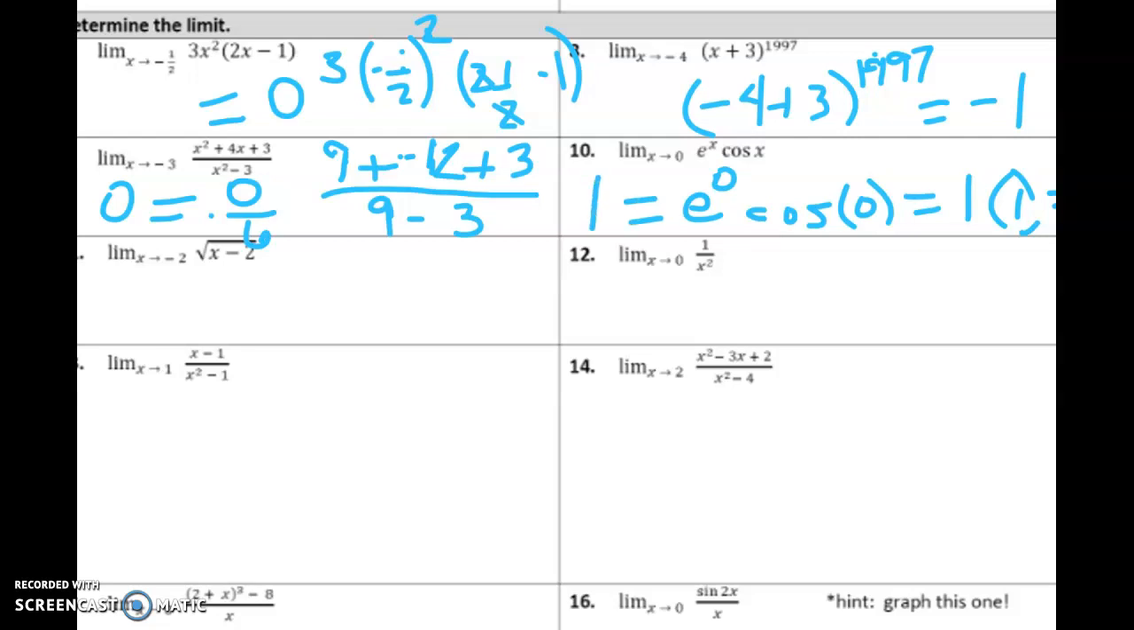Let's do number 11. By direct substitution, I would get the radical of -2 minus 2. This is not in the domain. We get -4. We cannot find this one by direct substitution. Actually, -2 is not even in the domain of this function. It does not exist.